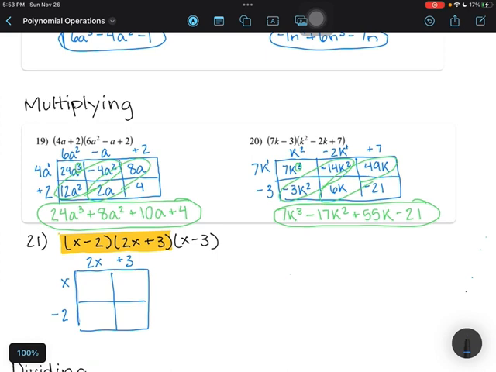So 2x times x would be 2x squared. 2x times negative 2, negative 4x. 3 times x, plus 3x. And 3 times negative 2, negative 6. See, I have these 2 like terms here. So this would be 2x squared minus x minus 6.